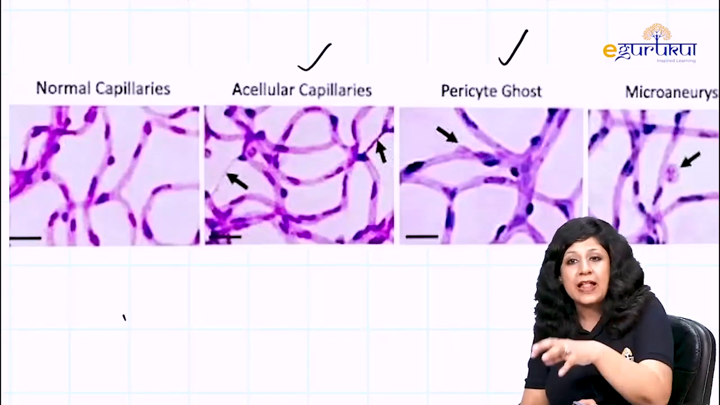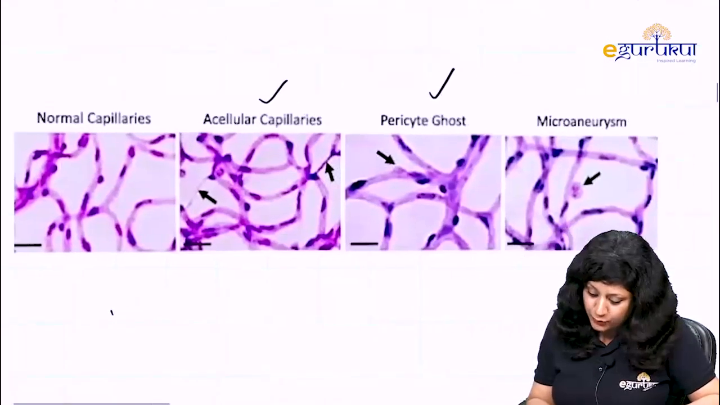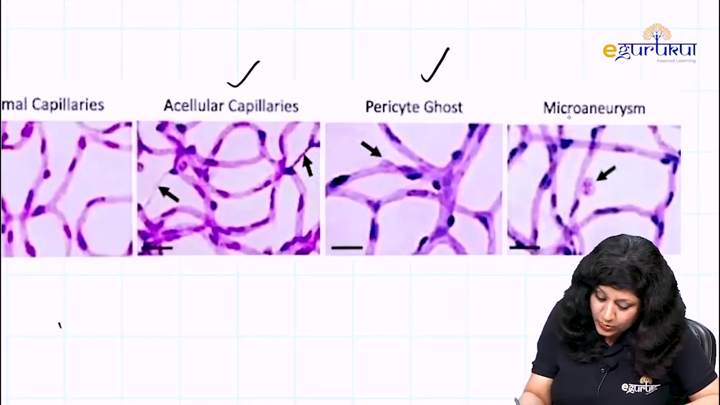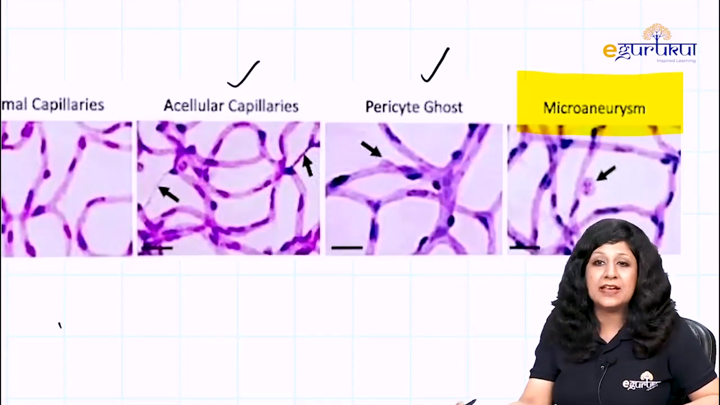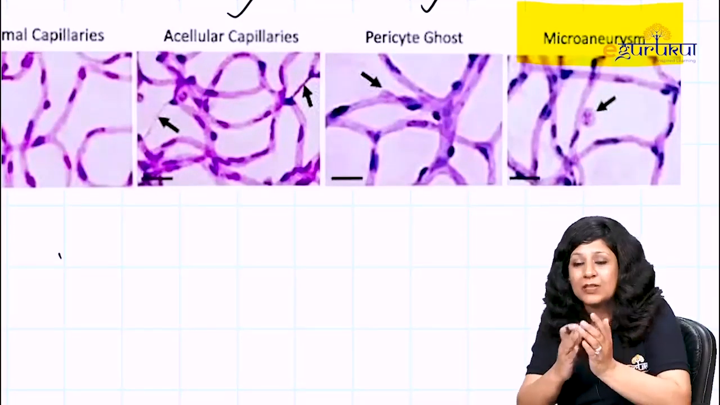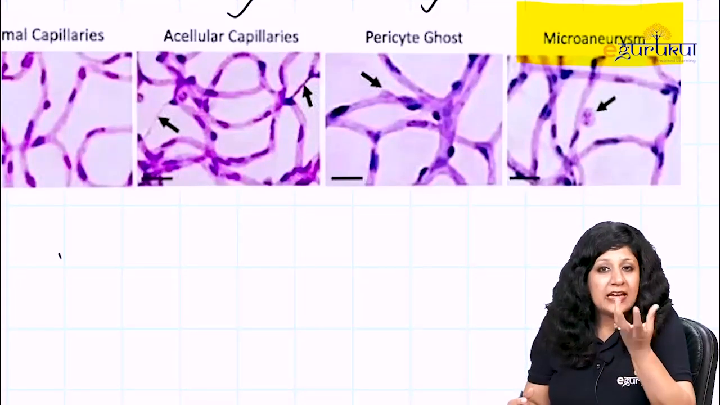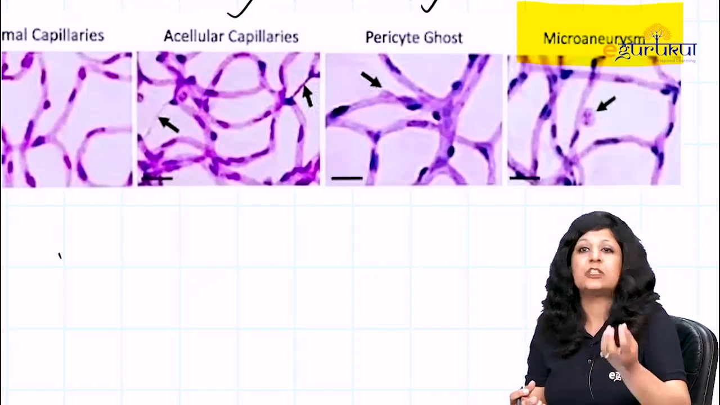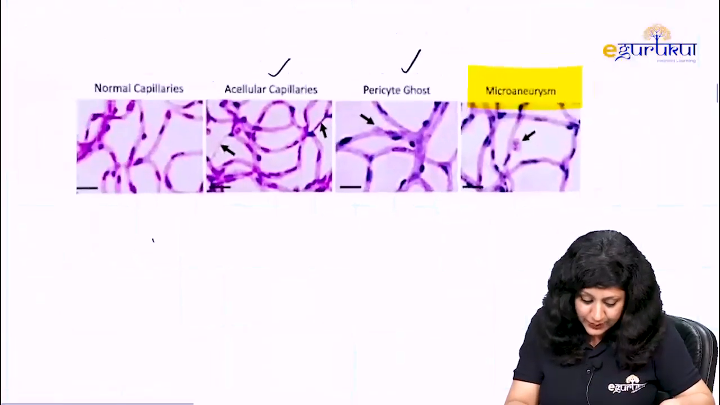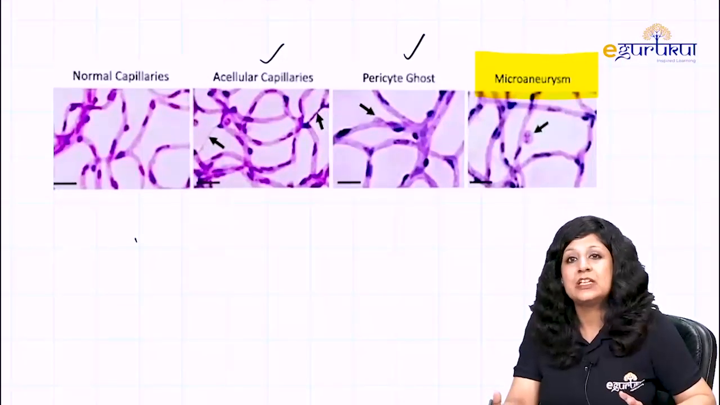Now slowly and gradually there will be formation of a microaneurysm. See, there will be the total absence of the pericytes here, and thus a microaneurysm is formed that will be showing you the dilated capillary wall. So this is how actually the microaneurysm will look like. Okay, now we will try to see the fundus.